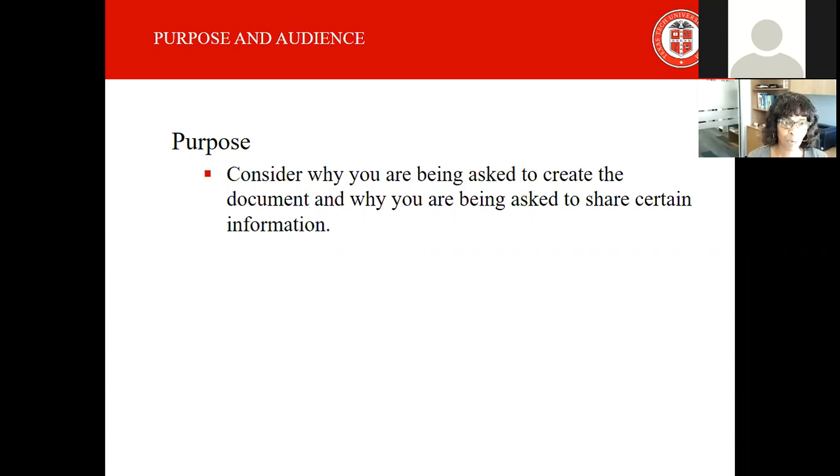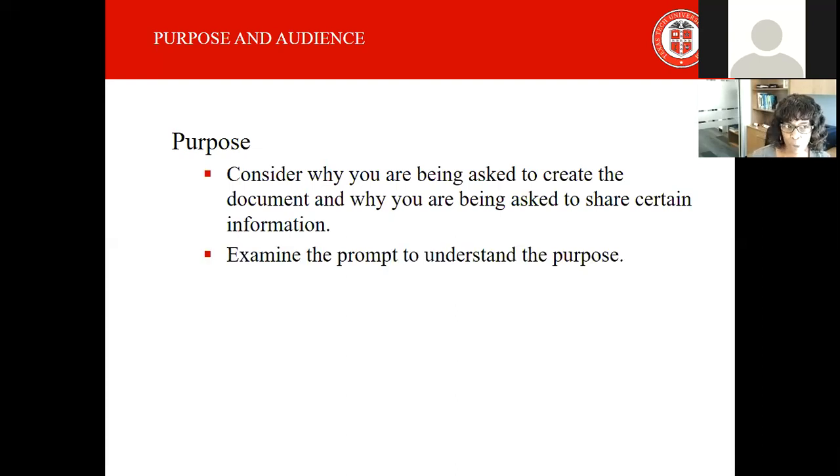So, purpose. It's important to consider purpose when you're working on your writing, whether it's a personal statement or whether it's another type of prompt that you're having to respond to for your application. You want to consider why you're being asked to create the document and why you're being asked to share certain information. It's important that you consider this because when you understand purpose, you're going to produce a better product, right? It'll be more thorough, it'll be more specific.